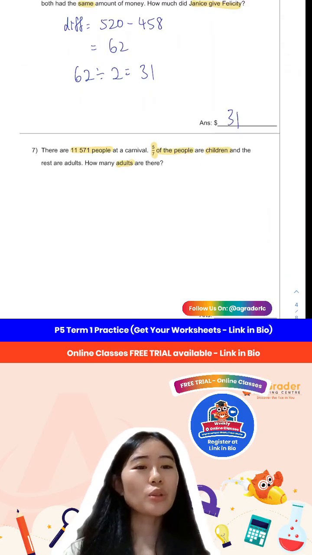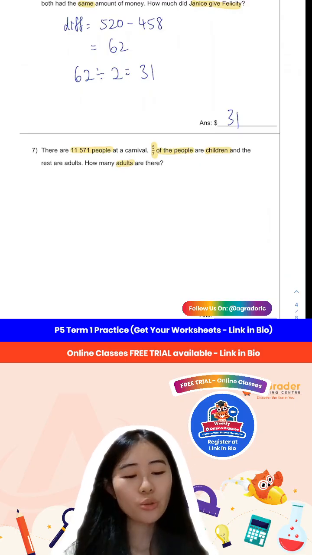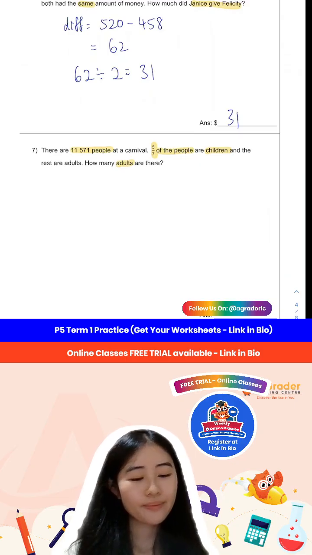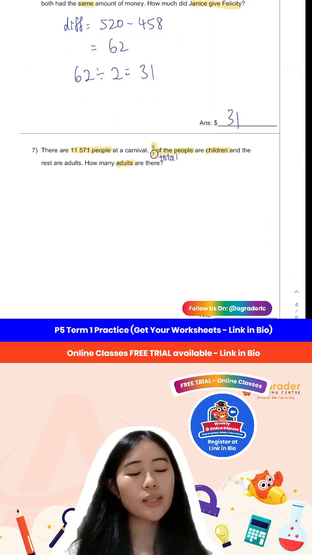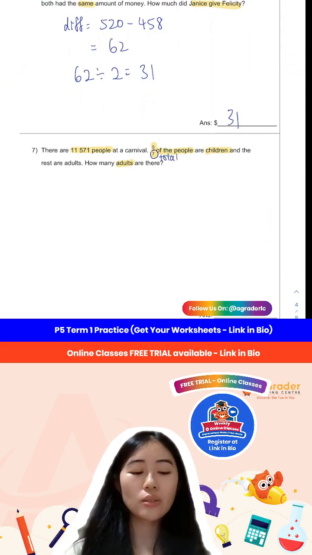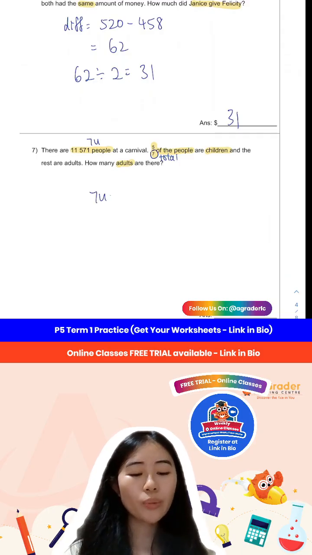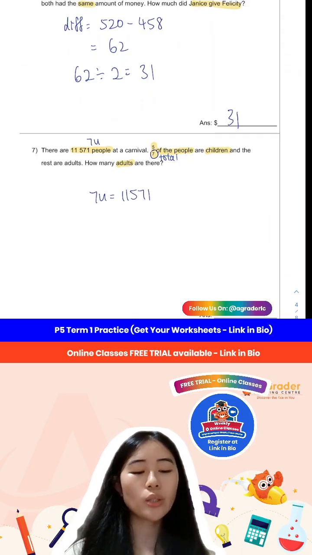Okay, so seems like most of you got the correct answer. Let's go through. If you look at this fraction, the denominator of the fraction represents the total. So this means that in total there's 7 units. So 7 units will represent all the people. That will be 11,571 people in total.